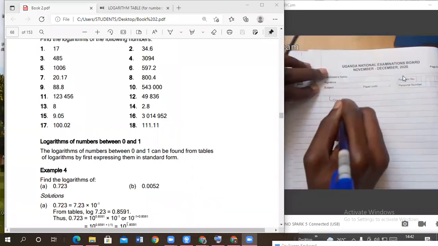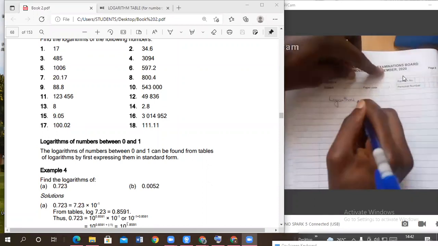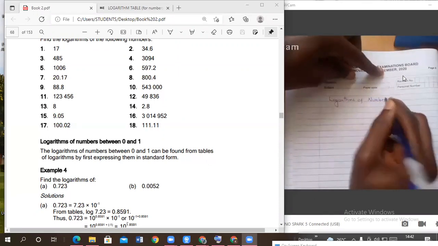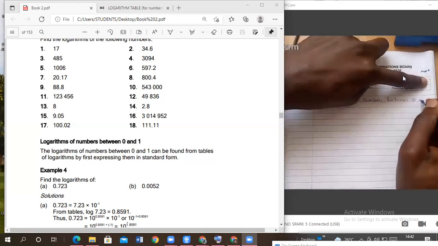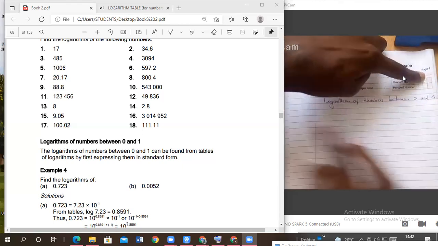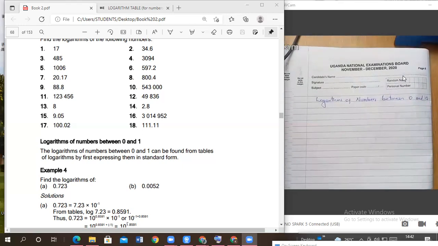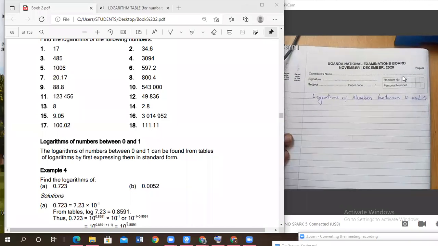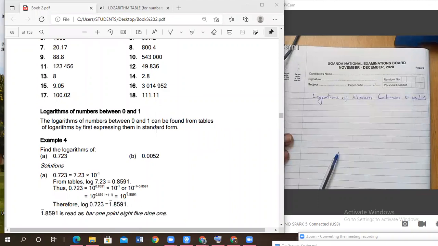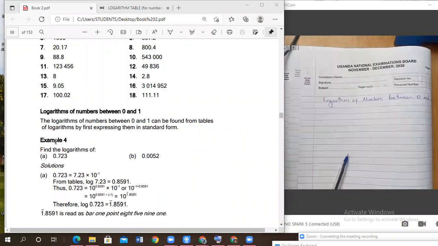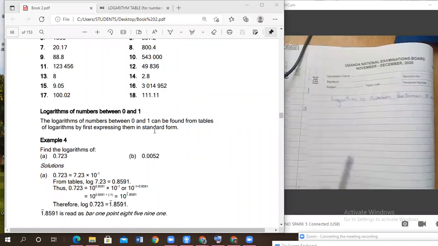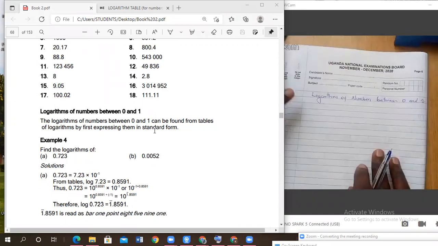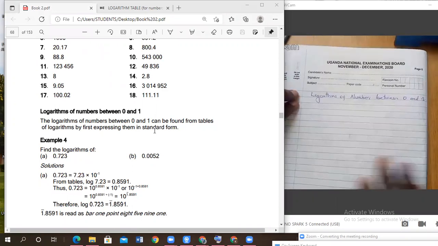Logarithms of numbers between 0 and 1. We say logarithms of numbers between 0 and 1 can be found from tables, from the table of logarithm, by first expressing them in standard form. It's the same as for numbers greater than 10.